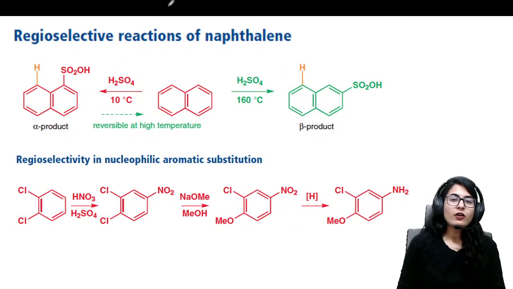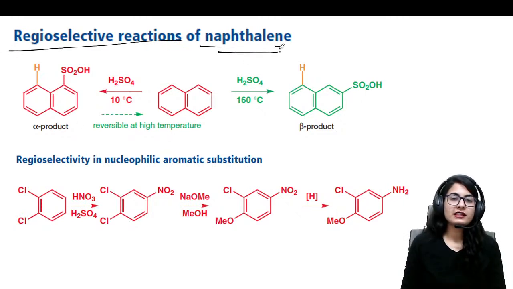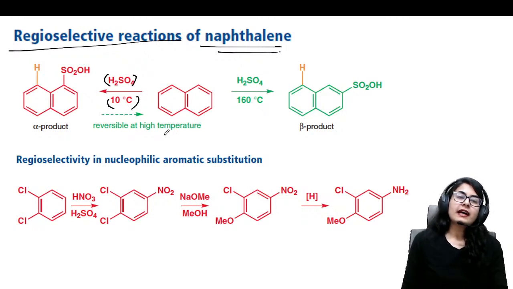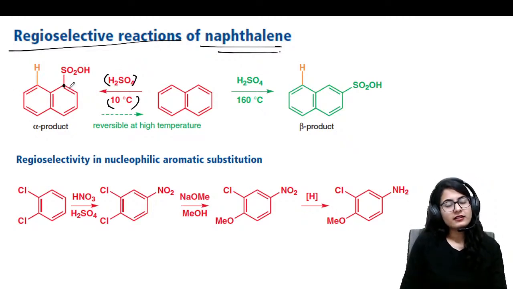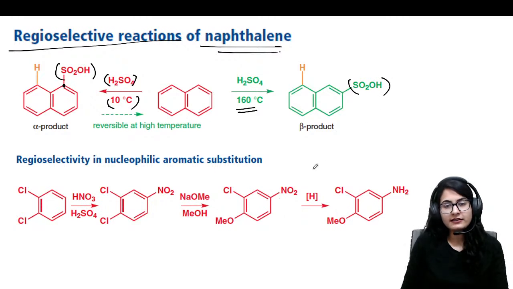Now, if we talk about the regioselective reactions of naphthalene, how many of you have seen this? The kinetic and the thermodynamic product, that is in the presence of H2SO4 at 40 degrees, or let's say lower temperature, 10 degrees will be lower only. So that gives you alpha naphthalene sulfonic acid, or at higher temperature, 160 degrees centigrade, gives you beta naphthalene sulfonic acid.